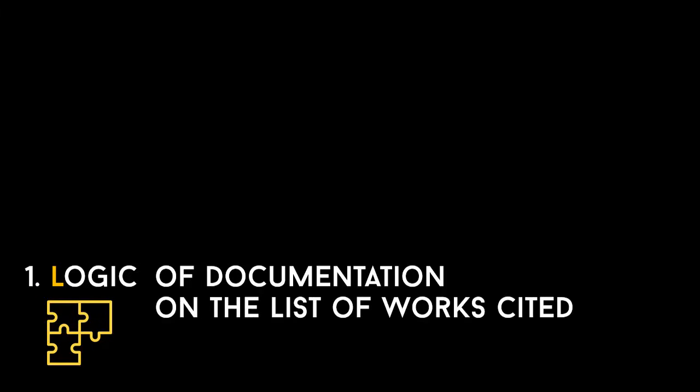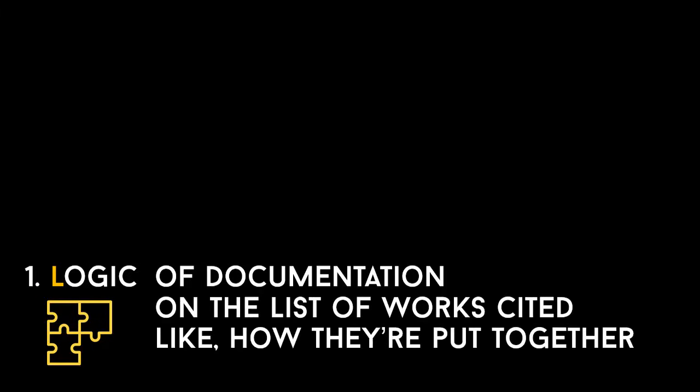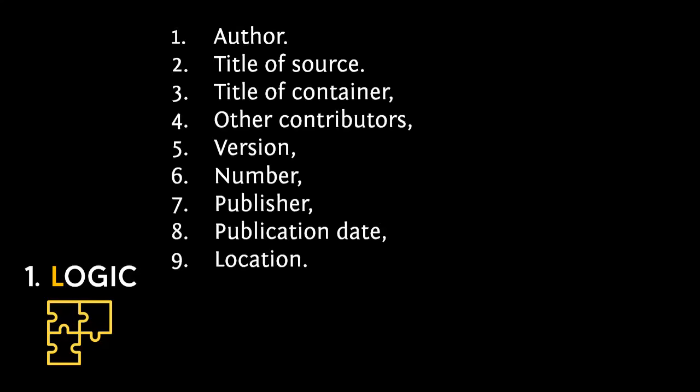So when I say I want to talk about the logic here, I really mean the logic of documentation on the list of works cited, like how they're put together. Okay, so the thing that is new here is that MLA has this list of 9 things that you might have or might not have for a lot of the things you want to cite, whether it's a book or a journal article or a chair in a museum or a TV show you watch, whatever it is that you're citing, you're going to have some of these things. And they say, hey, put things in that order with this punctuation and everything will be fine.